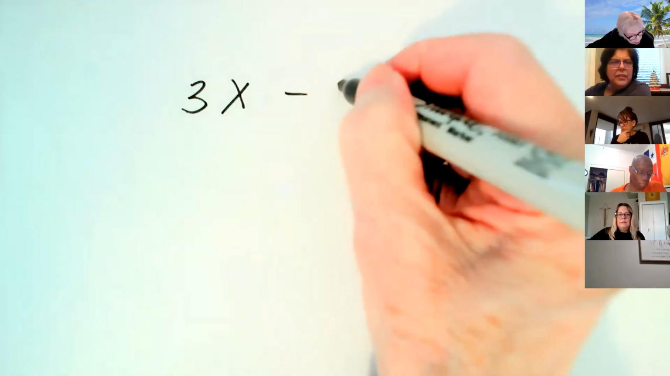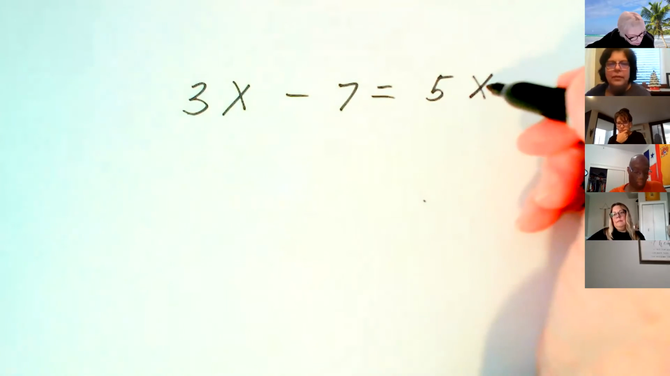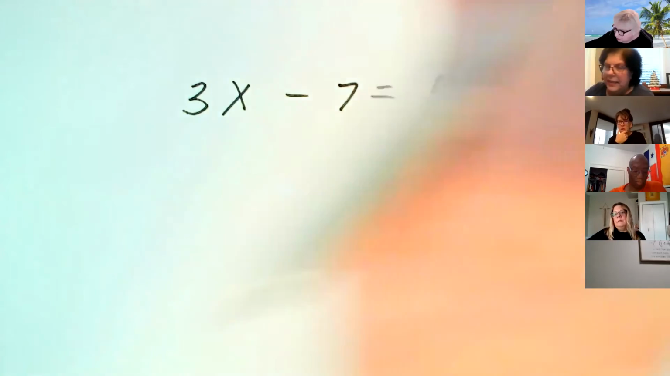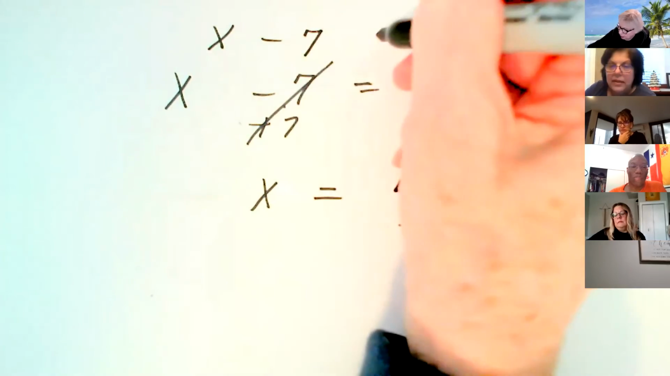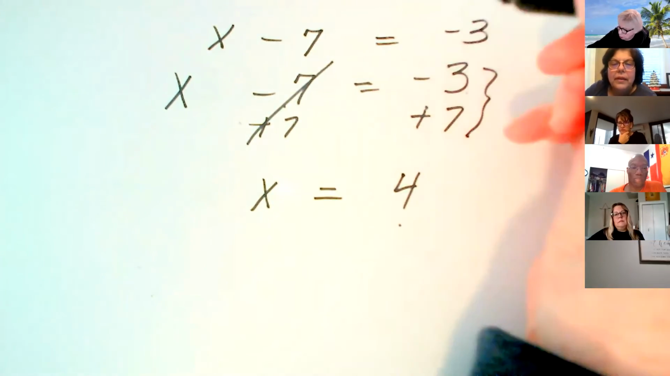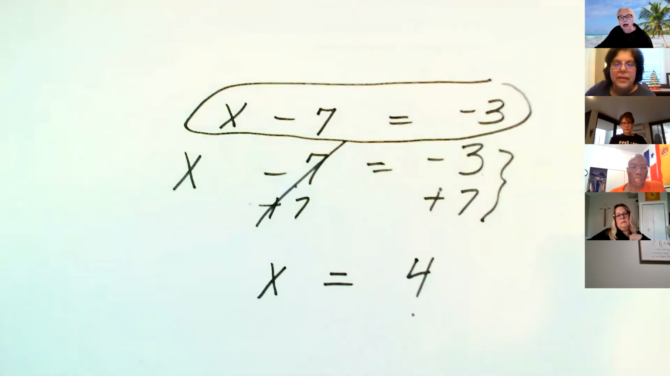Here's another one. 3x subtract 7 is... Whoa, question. Now, we did the 7 because... the answer was -3. Is that right? I want us to look at the original problem, which is x minus 7 equals -3.